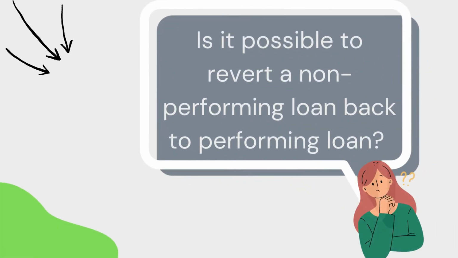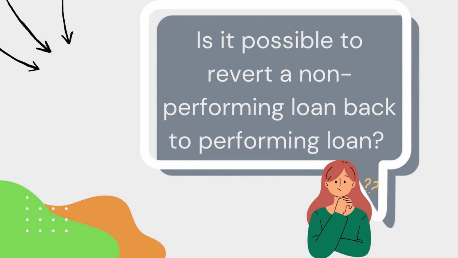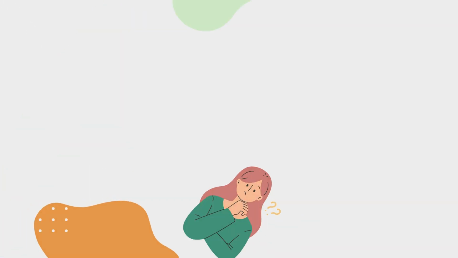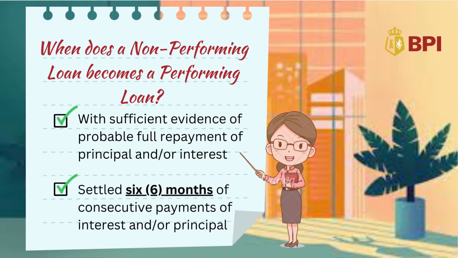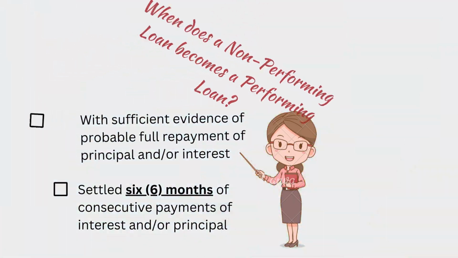Now you may ask if it's possible to revert a non-performing loan back to a performing loan? The answer is yes, if it satisfies both of the following conditions. First, if the bank has established sufficient evidence of probable full repayment of principal and interest, and second, when client has settled at least 6 months of consecutive payments of interest and/or principal.